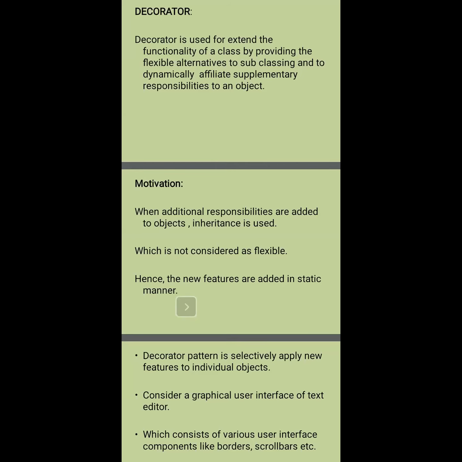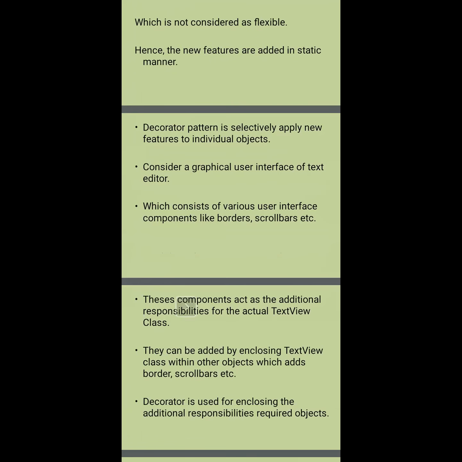Inheritance means new classes are generated from existing classes. So here we try to provide some other functionality from the existing class. For example, if it has some properties, now we are giving some other properties also, like portability, flexibility, or compatibility. Whatever it may be, we are including additional responsibilities to the objects. Inheritance is not flexible every time, so we use the static manner. The decorator pattern selectively applies new features to individual objects.